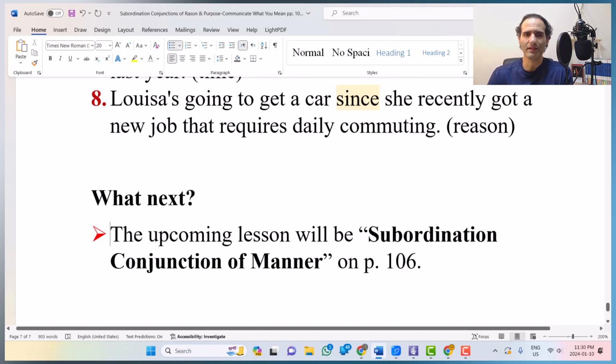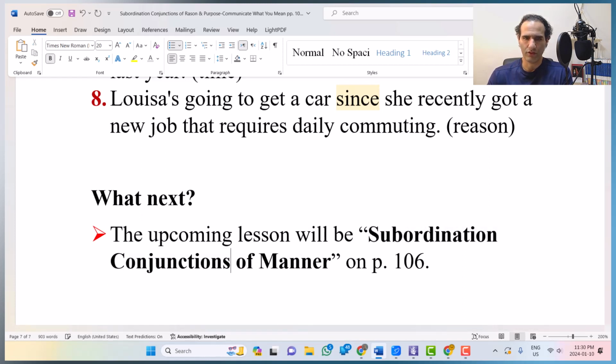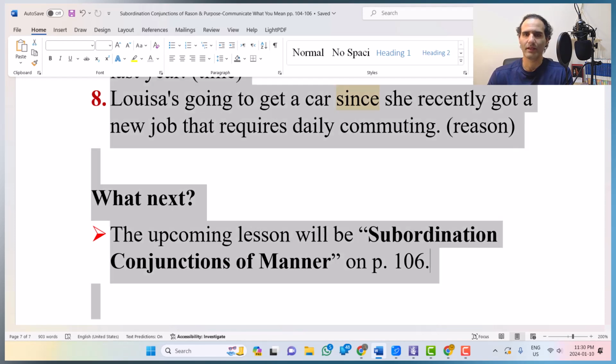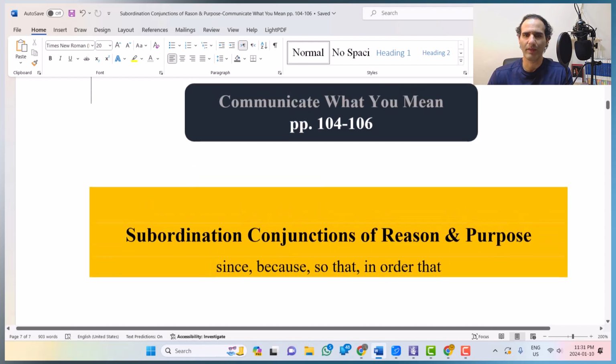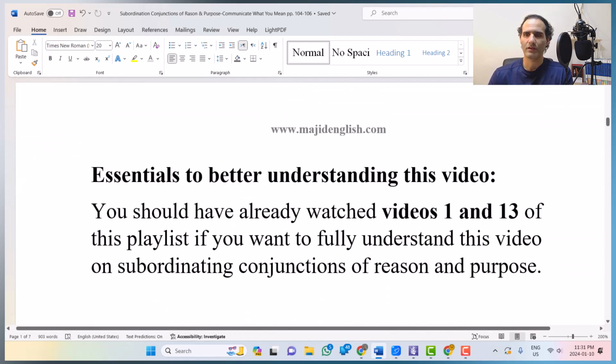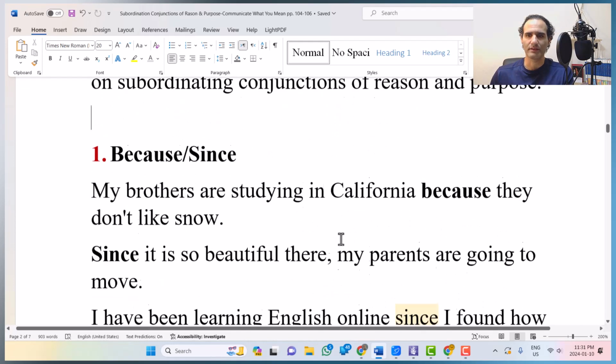Now what's next? The upcoming lesson will be subordinating conjunctions of manner. Okay, this is conjunctions of manner on page 106. They are as if and as though, which we will take care of. So what did we talk about today? Today our talk was about subordinating conjunctions of reason and purpose. They are since, because, so that, and in order that. I told you that if you want to better understand this video, it's better to watch the previous video.